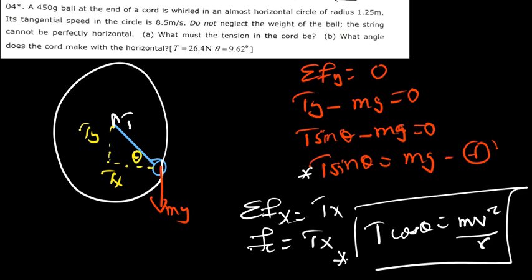The question is: a 450 gram ball at the end of the cord is whirled in an almost horizontal circle of radius 1.525 meters. Its tangential speed in the circle is 8.5 meters per second. Do not neglect the weight of the ball. The string cannot move perfectly horizontally. So, what must be the tension? Then another question is, what angle does the cord make with the horizontal?